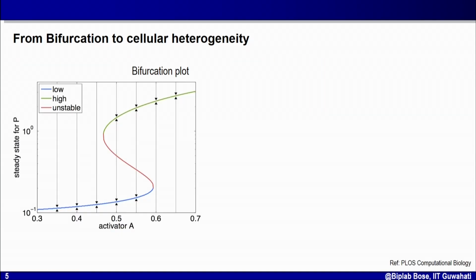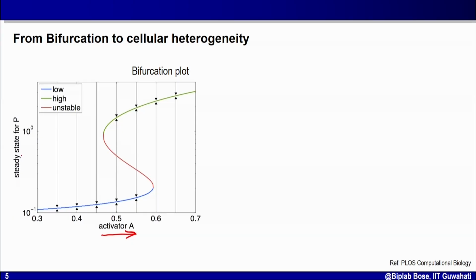So I can compile all these data and draw something which we call a bifurcation plot. And that's what I have done here. If you remember, in the bifurcation plot, usually we put the parameter which is causing bifurcation in the horizontal axis, and the steady state value of the dependent variable in the vertical axis. So we have the steady state value of P in the vertical axis here and the activator or signal A in the horizontal axis.